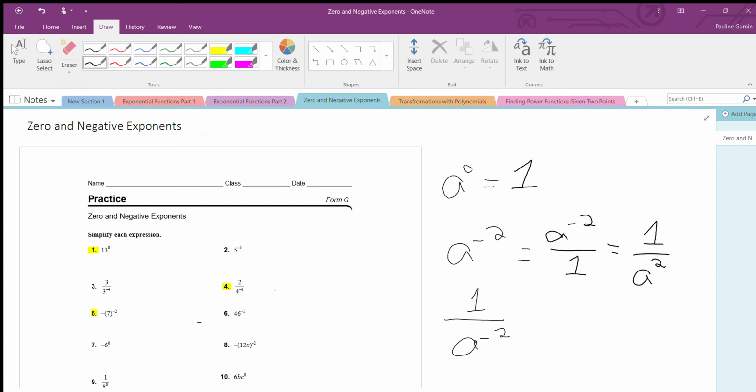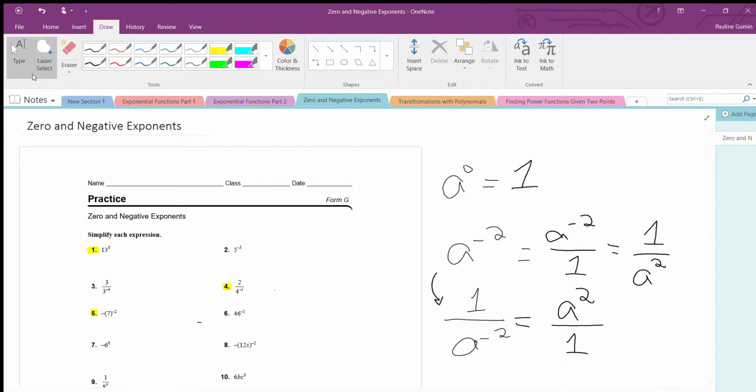Likewise, if you look at the 1 over a to the negative second, this problem right here, a to the negative second is in the bottom of the fraction. That means that's not where it's supposed to be. I'm going to flip it up. And it becomes a to the positive second because that's where it wants to be. It wants to be on the opposite side. It's positive. So the key thing to remember here is negative exponents go on top or on bottom, so they flip. Okay, now let's do some examples.